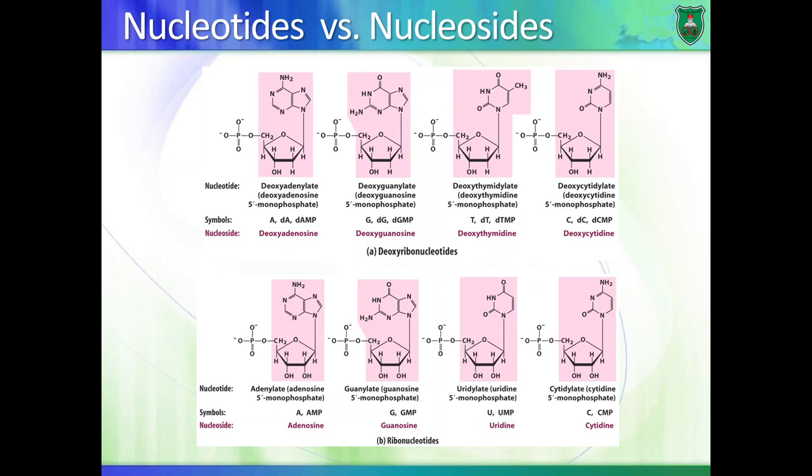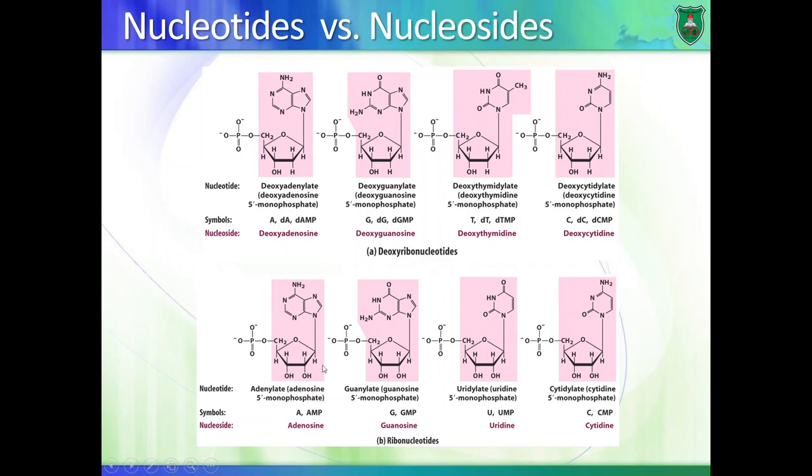Now, look at guanine right here. Same thing, guanine attached to a sugar is now known as guanosine. That's the nucleoside. The nucleotide that contains a phosphate is known as guanylate or guanosine monophosphate, to be very specific. Same thing here, uridylate and cytidylate.